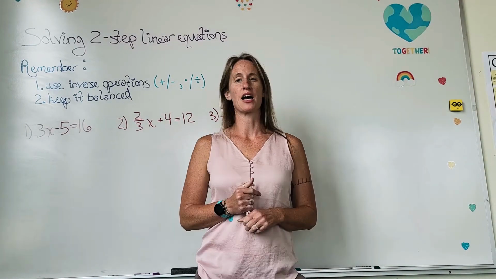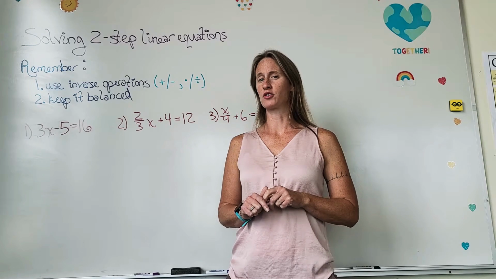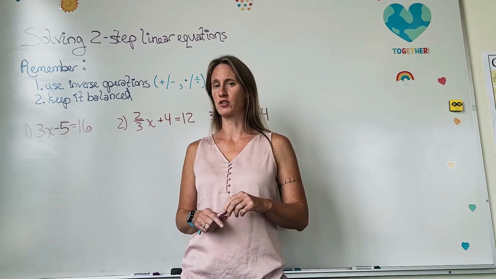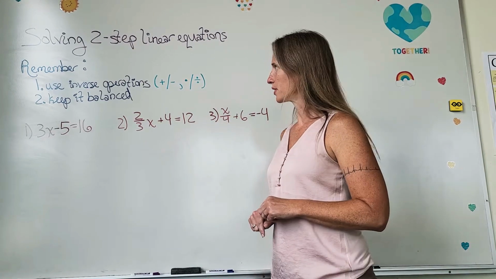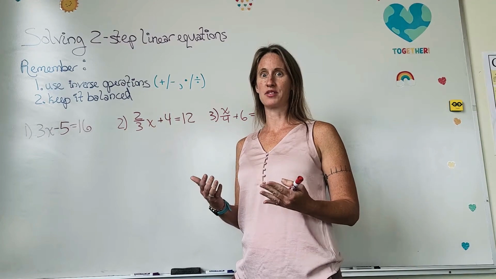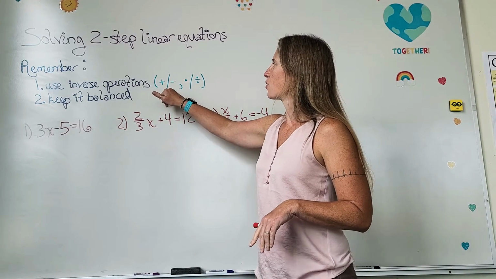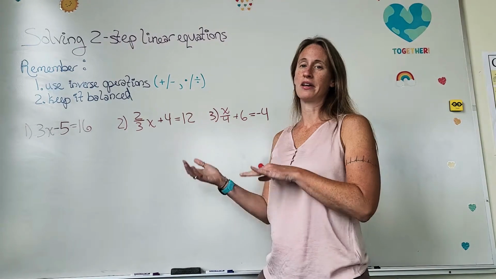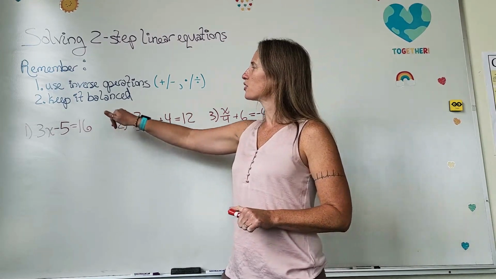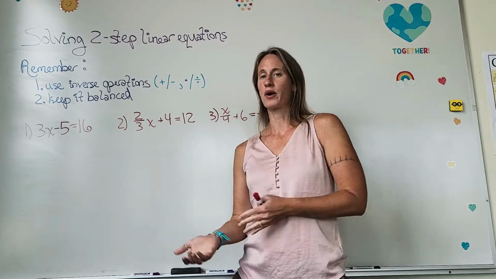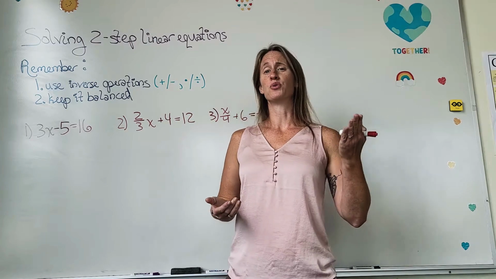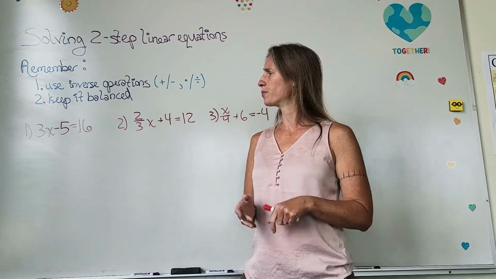Last time we discussed how to solve one-step linear equations, and today we're going to discuss how to solve two-step linear equations. So a couple things to remember. We're going to be using inverse operations, or opposite operations. The ones we're going to look at today are addition and subtraction, or division and multiplication. And the other super important thing to remember about equations is we're going to keep it balanced. So whatever you do to one side, you have to do to the other side to keep it equal.